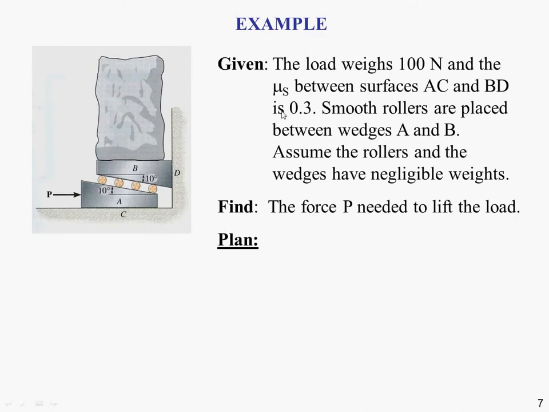So in this example problem, we've got a load here that weighs 100 newtons, and we have a coefficient of friction between surfaces AC, so down here we've got surface AC and surface here BD. The coefficient of friction between those surfaces is 0.3. We have some rollers in here, and they're smooth, so we can assume that there's no friction, or negligible friction, generated between the two surfaces here.